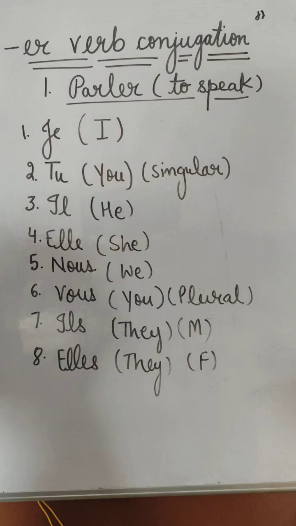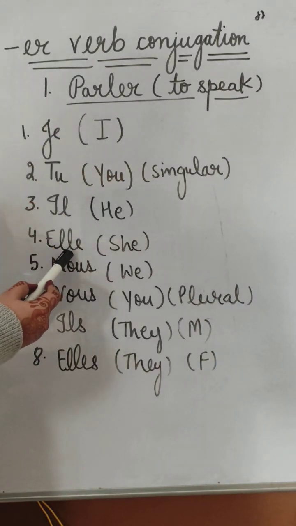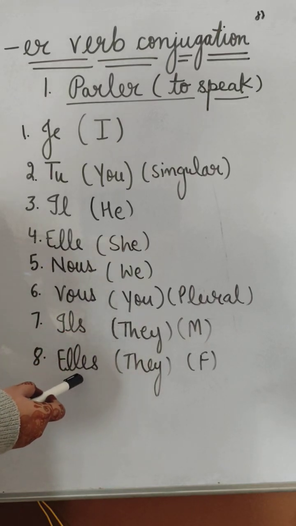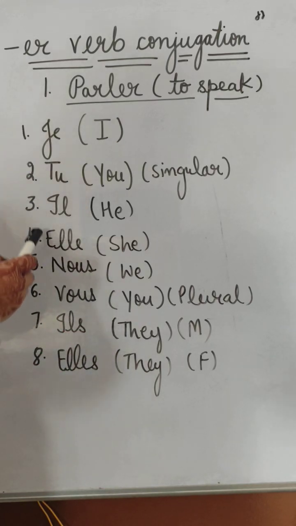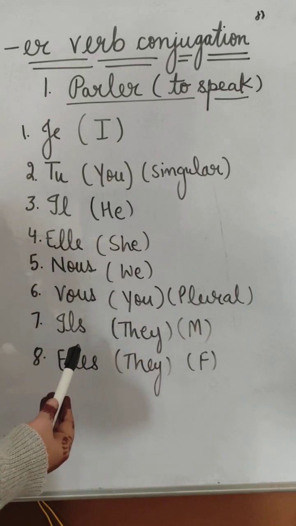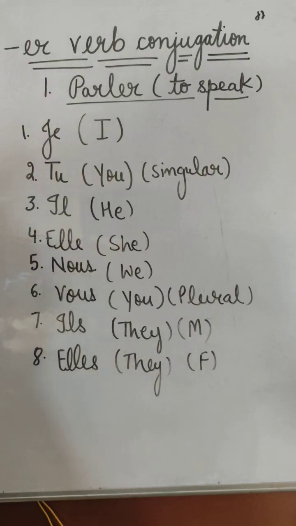Okay, so first you should know the subject pronouns in French. We have 8 subject pronouns: je, tu, il, elle, nous, vous, ils and elles. So these are the 8 subject pronouns in the French language. And with the help of these subject pronouns, we will write the verb conjugation. So there are certain rules for writing the ER verb conjugation.